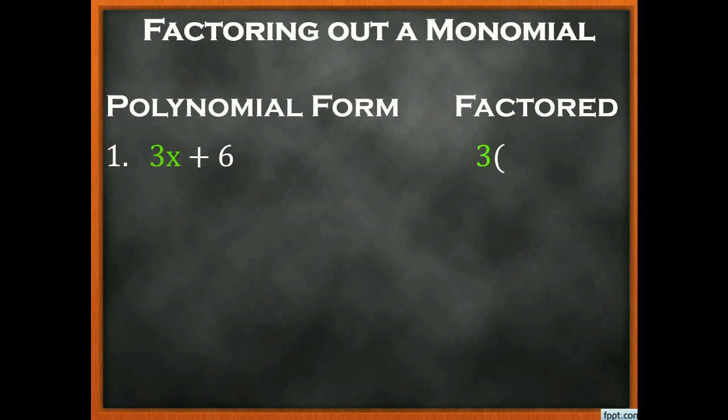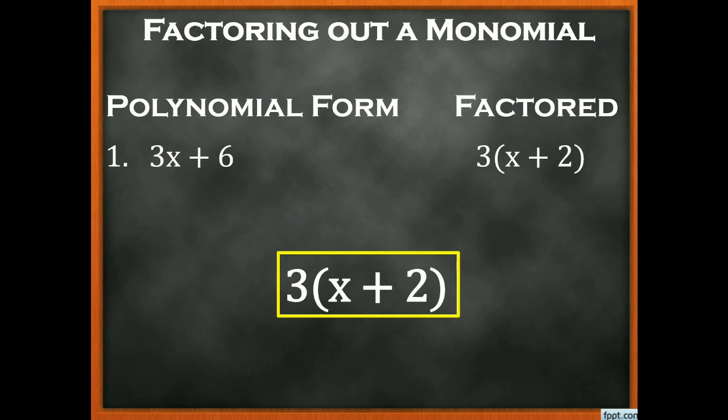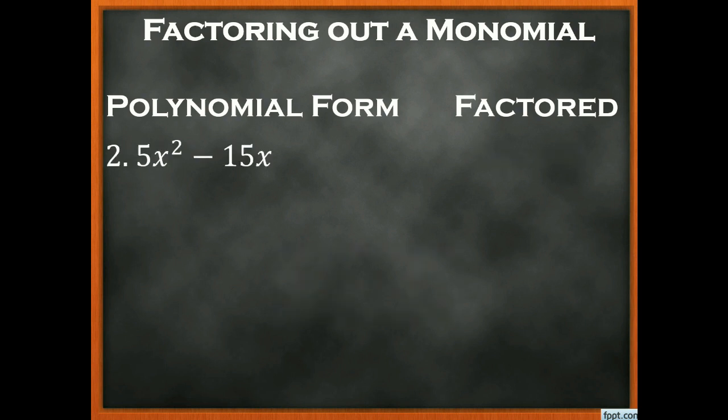We divide 3x by 3, and that is x. Next, we divide 6 by 3, and that is 2. Therefore, the factored form of 3x plus 6 is 3 quantity x plus 2. Number 2. We have 5x squared minus 15x.